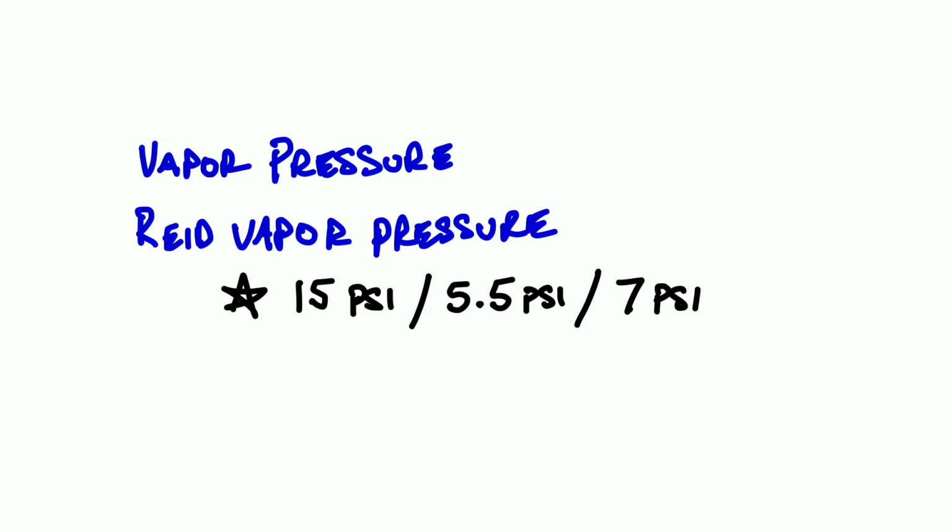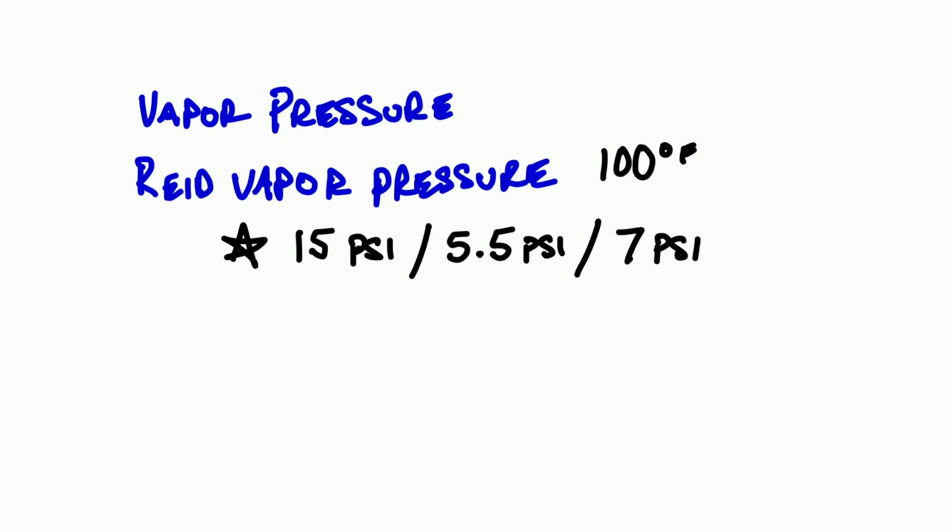Reid vapor pressure is a more specific way of measuring that, because Reid vapor pressure is the same measurement taken at 100 degrees Fahrenheit. I had to think about that for a second. So we have a specific measurement at a specific temperature. The reason that this is important is because fuel inside a line can turn into vapor, which causes a problem. What we're really trying to avoid is a terrible thing called vapor lock.